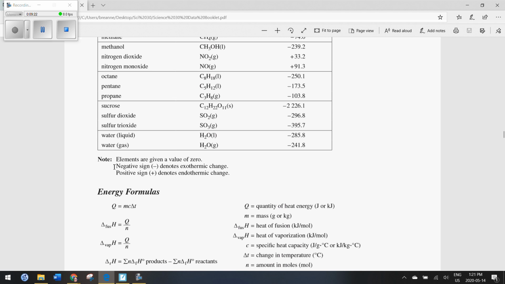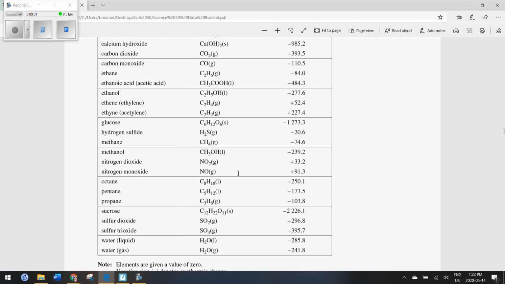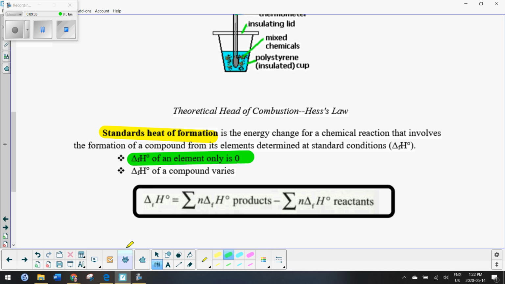It also tells you that if you have a negative sign, it tells you you're exothermic. And if you have a positive sign, it tells you that it's endothermic. So you have a lot of information in your data booklet. Just learn how to use it.